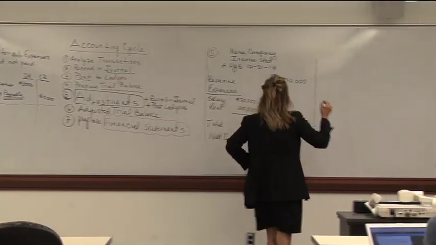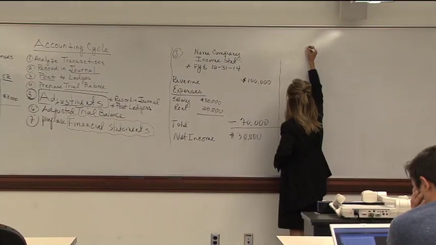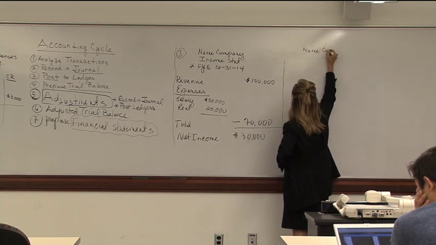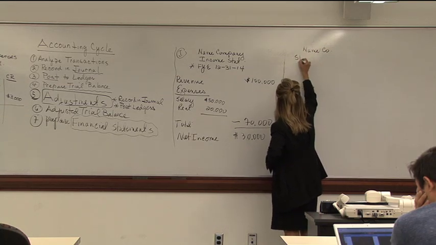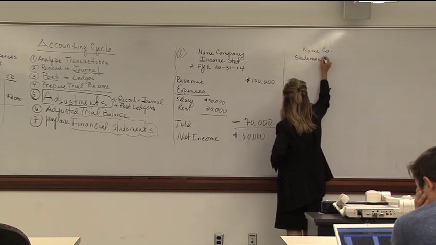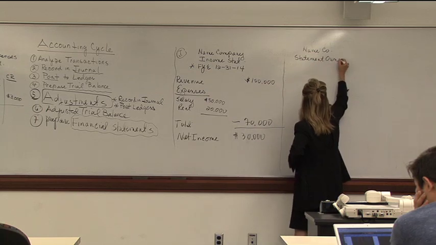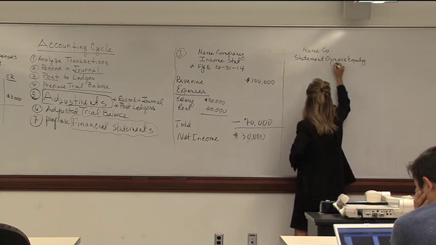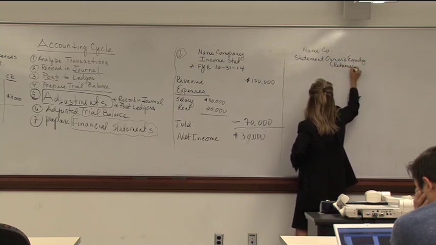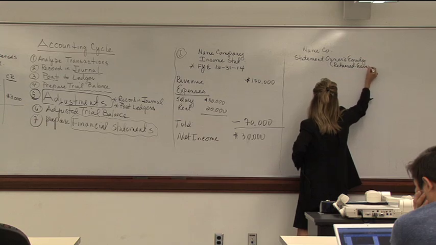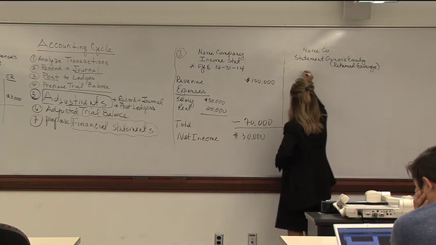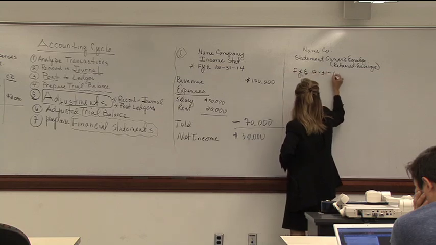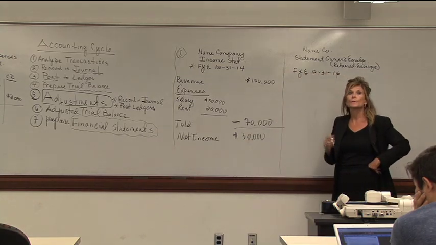Second, prepare your statement of net worth or owner's equity. All right, again, name of the company. Going to put your statement of owner's equity or retained earnings. Same idea. And again, it's going to be for year ended December 31st, 2014.